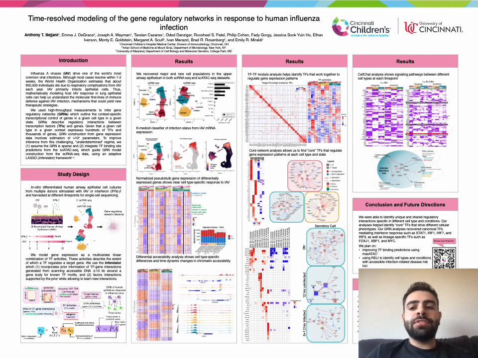We were able to identify major cell populations in the upper airway epithelium, such as basal, ciliated, and secretory cells, as well as some of the more rare cell populations, such as ionocytes and neuroendocrine cells. The results in this poster, however, are limited to the major cell populations. We then used the K-medoid classifier that classifies IAV-treated cells as infected or uninfected based on the expression of IAV transcripts in each cell. This allows us to better model infection response and understand how infected and bystander cells communicate with each other.